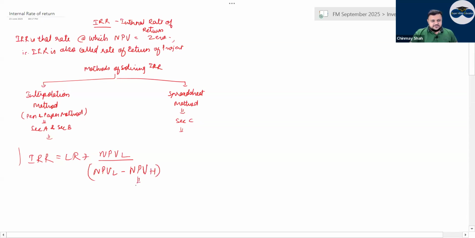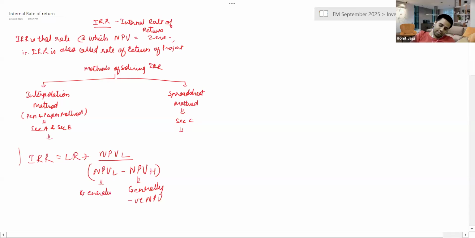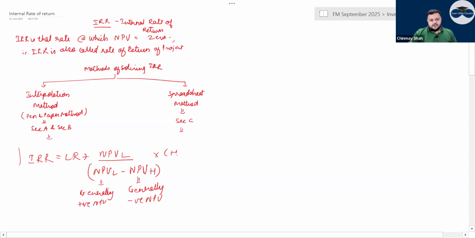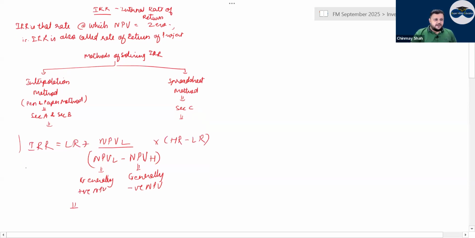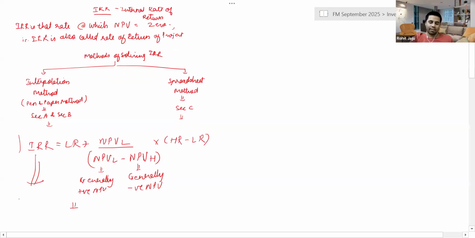Here I will write generally negative NPV for the higher rate. And NPV lower generally should be positive. Positive NPV into higher rate minus lower rate. Correct? And here, the IRR that you get, will it be appropriate or approximate? Approximate.